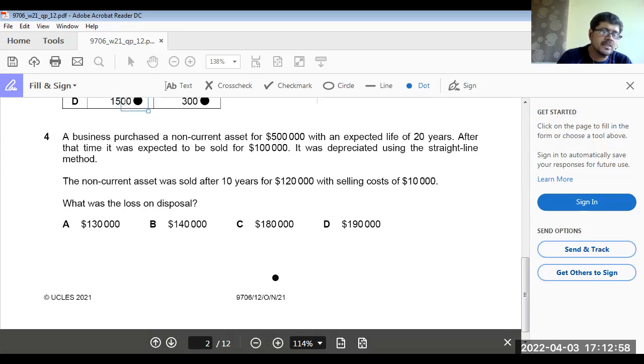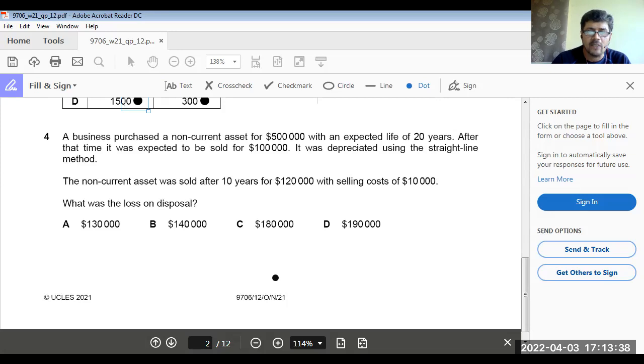Very easy question. 500,000 divided by 20, it means $25,000 is the depreciation for 1 year. No, sorry. Actually, there is scrap value given. 500,000 minus 100,000, so 400,000 is the depreciable cost, divided by 20. 20,000 is annual depreciation using straight line method. Cost minus scrap value divided by 20, 20,000 per annum. Now 10 years means multiply by 10. It means total provision for depreciation after 10 years using straight line method is 200,000.